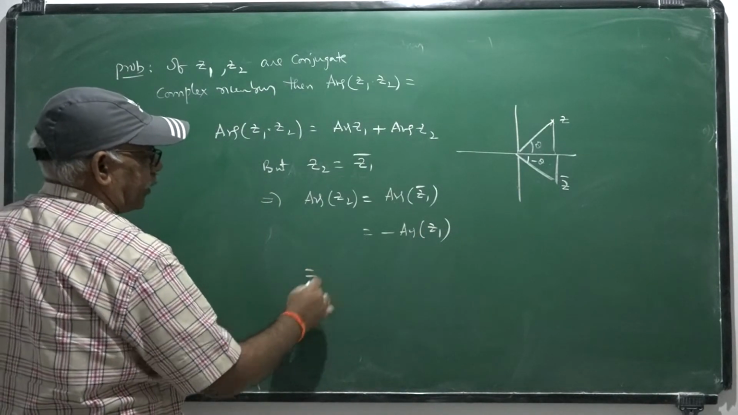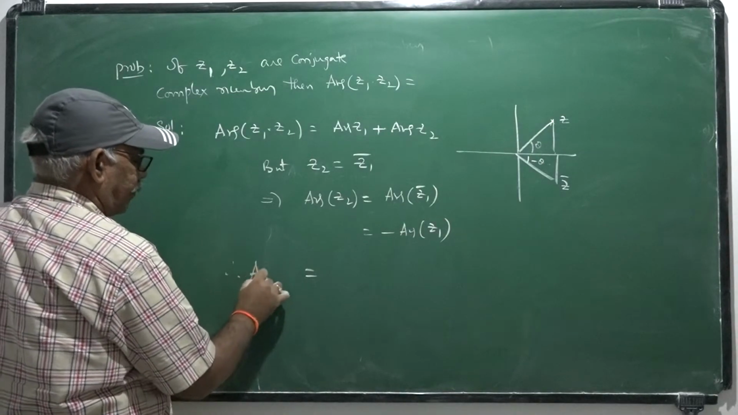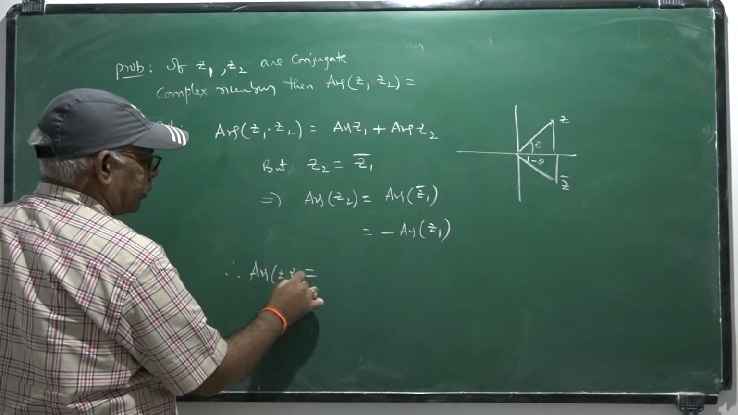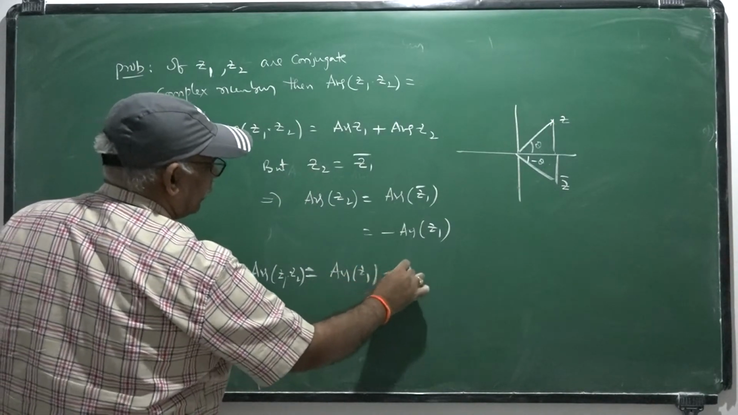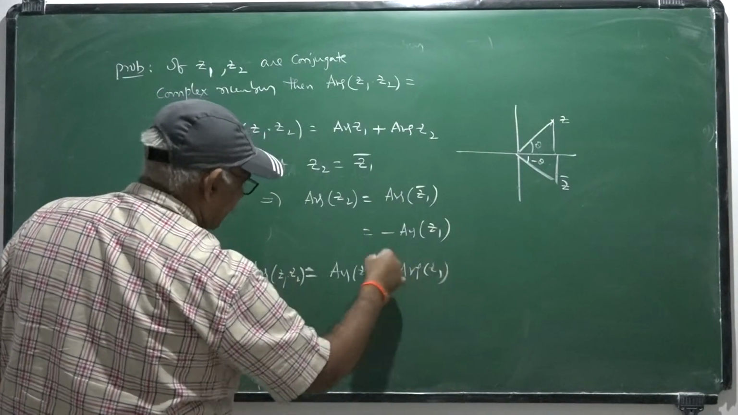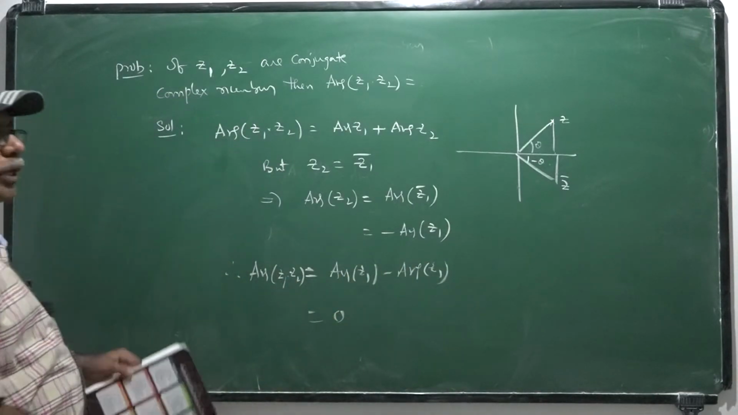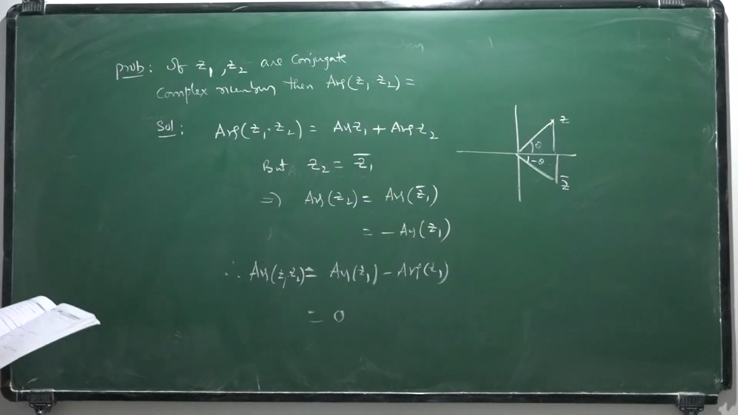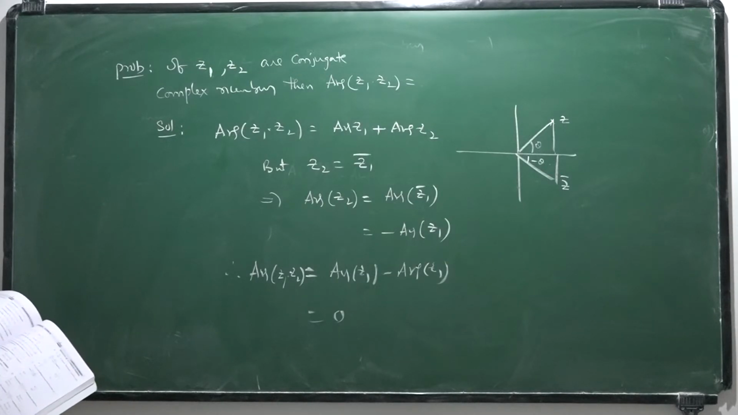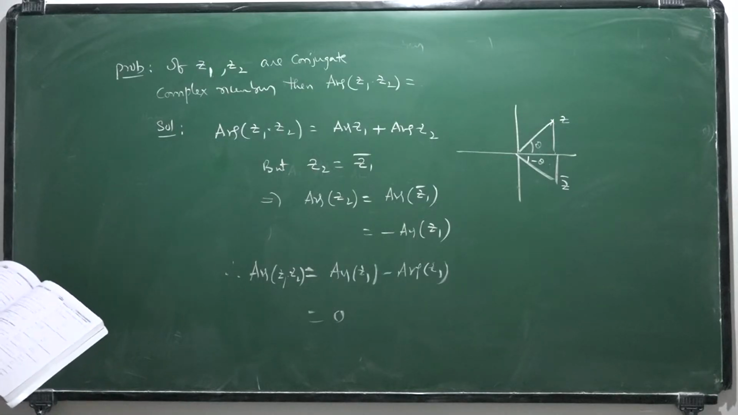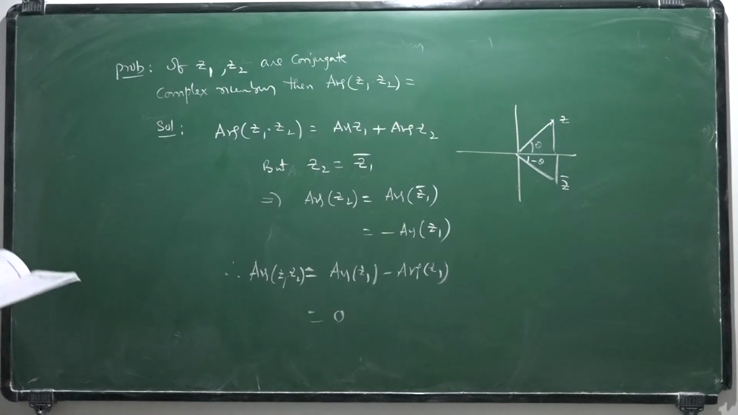Therefore, argument of Z1 into Z2, where Z1, Z2 are conjugate, is argument of Z1 plus minus argument of Z1 itself. So we can cancel these two, and we get argument of Z1 minus argument of Z2 once they are conjugate. You can take it as 0, or argument of Z1 Z2 for conjugate complex numbers, you can take 0 like that.